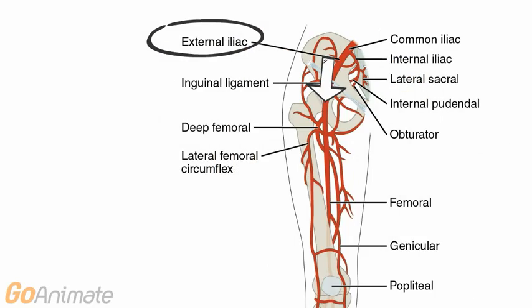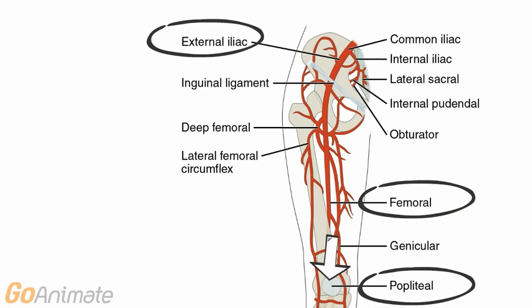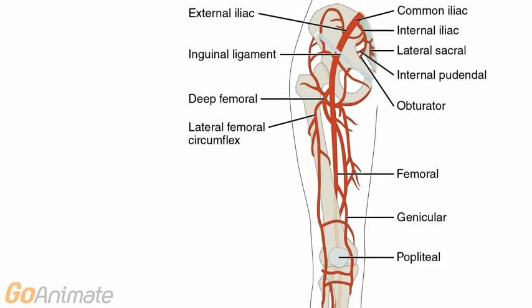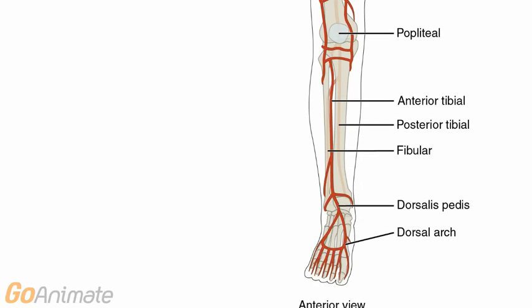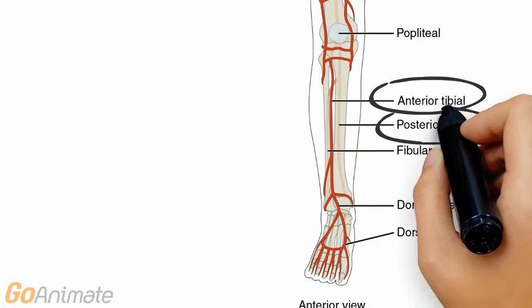The external iliac emerges from beneath the inguinal ligament to become the femoral. The femoral then moves posterior and becomes the popliteal. The popliteal then branches into anterior and posterior tibials and fibular arteries.